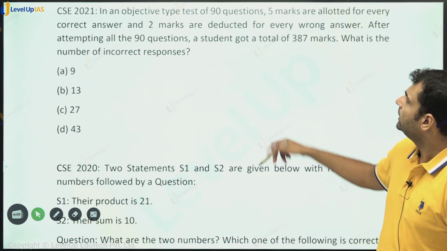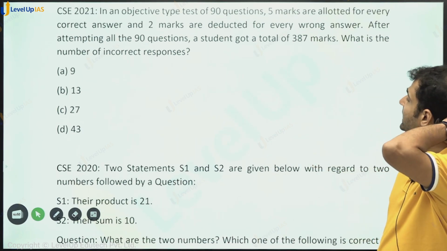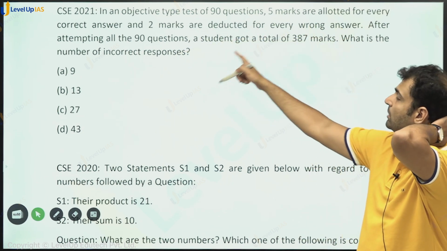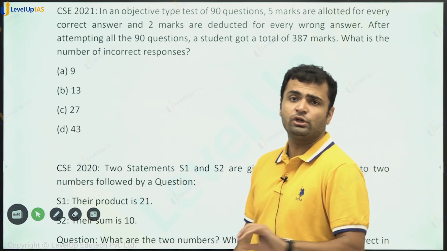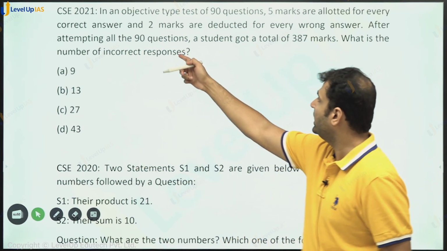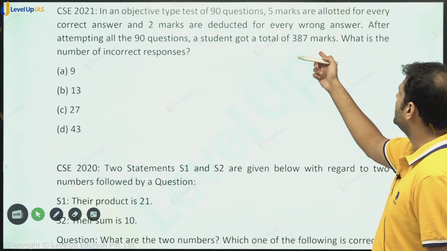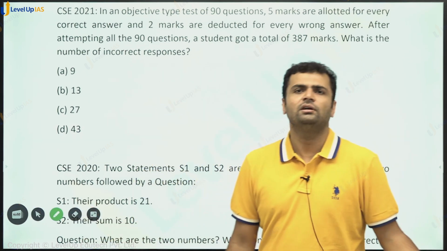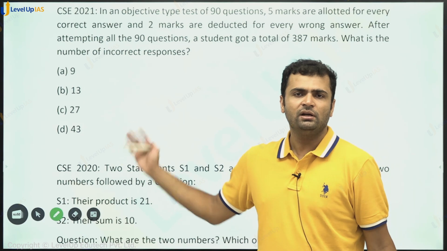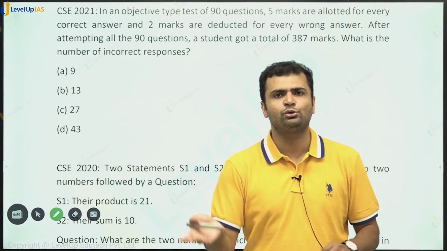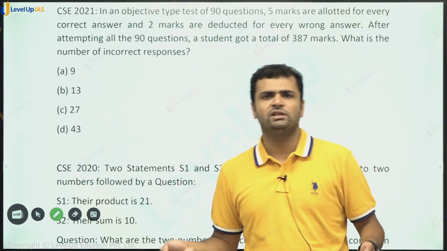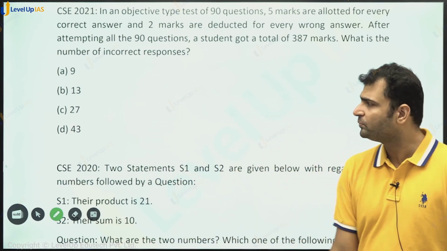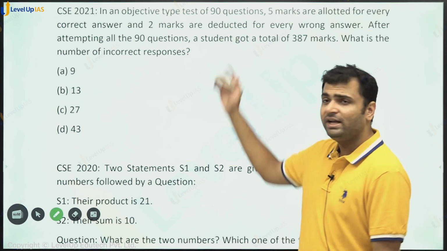Next, in an objective test, there are 90 questions, +5 and -2. After attempting all the 90 questions, meaning he left nothing, all 90 attempted, a student got 387 marks. What is the number of incorrect responses? Very easy. This is the daily life of aspirants, +2 -0.66 or +2.5 -0.83. Here it is +5 -2, you can do that.